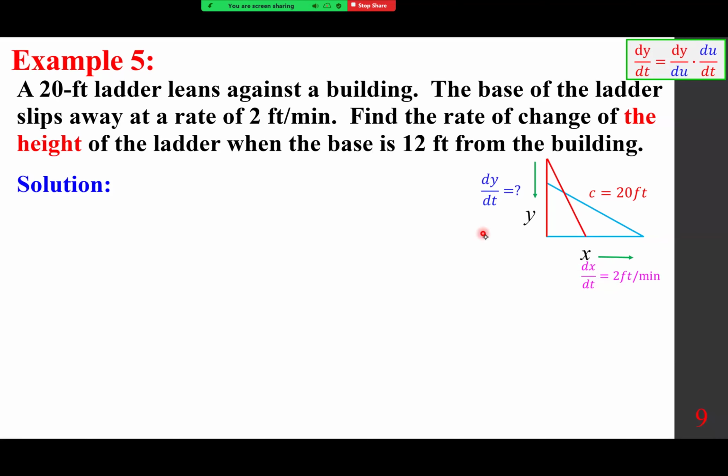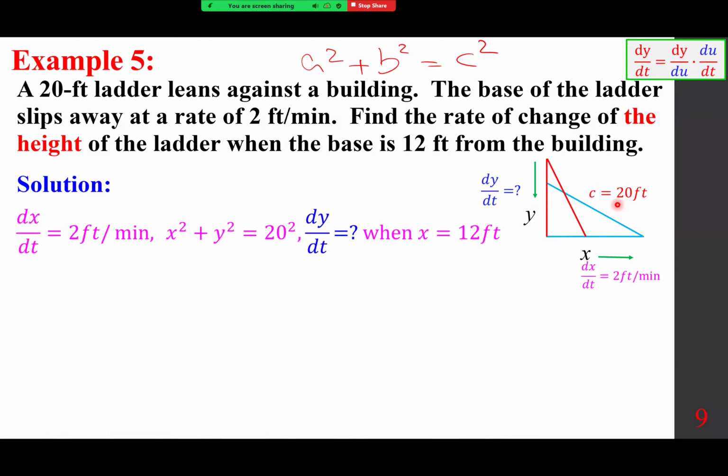We want to find it at the moment when the base is 12 feet from the building. That means x is 12 feet. This is how you write this properly. And so, of course, we should know the Pythagorean theorem. a squared plus b squared equals c squared. So x squared plus y squared equals 20 squared. So the drawing and the given here gives us the synopsis of everything that is available to us.